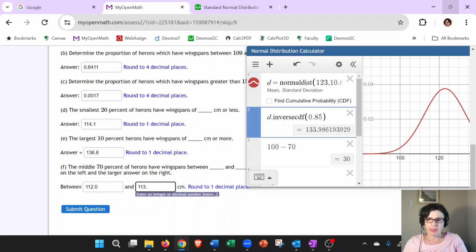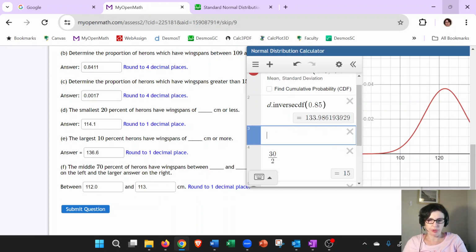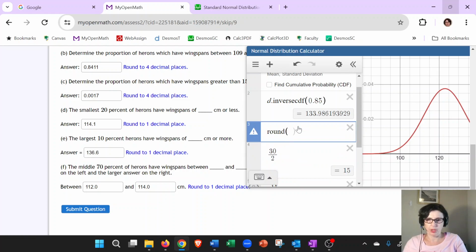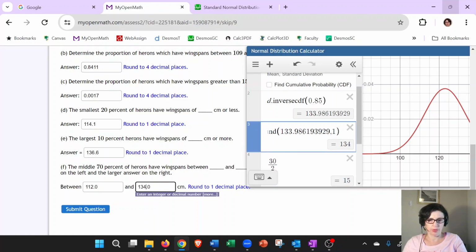Well, actually, it's going to be a little bit tricky to round. I think it's going to be 114.0. But let me check that just to make sure, because there's 98 and I'm rounding to one decimal place. So, whoops, not 114, 134. Sorry about that.